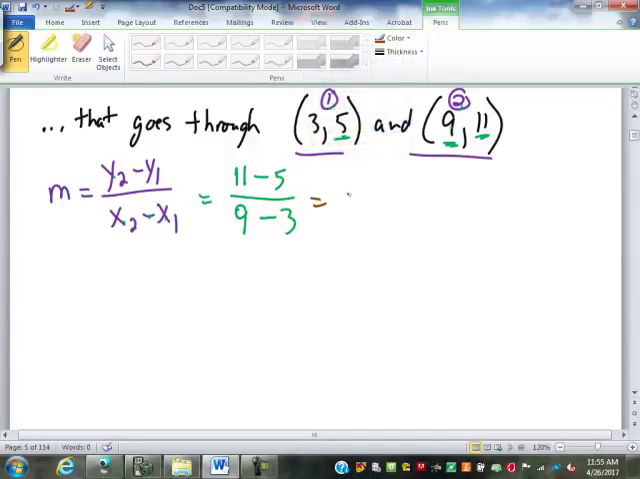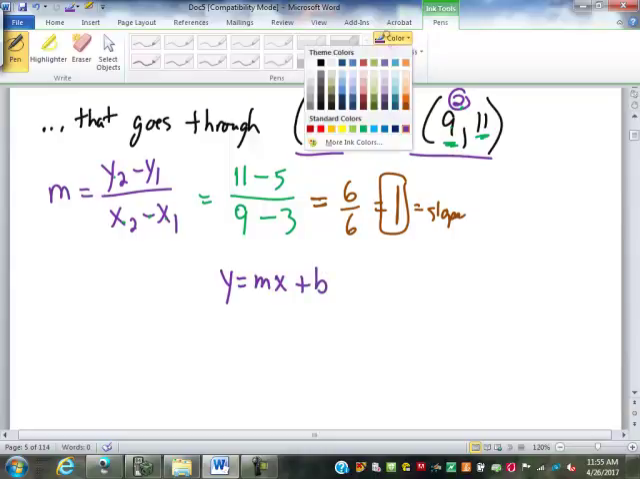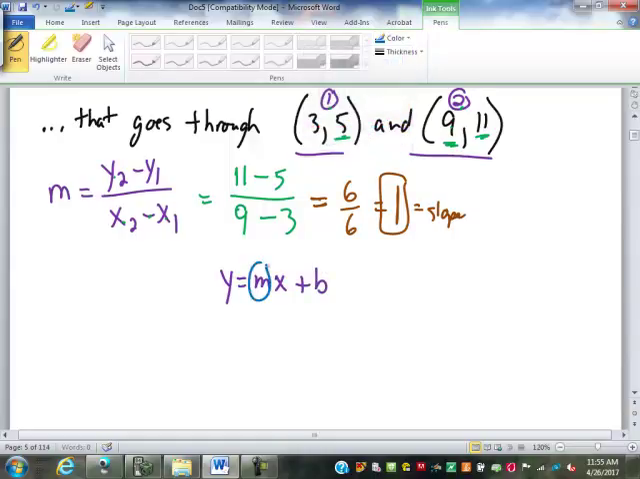Good. So now we go ahead and subtract. What is 11 minus 5? 6. 9 minus 3 is 6. So we've got 6 over 6, or 1. This is a slope of 1. So now we know our equation has that form, y equals mx plus b. Well, we now know that slope is 1. So y equals, I could put in 1x, or just x plus b.